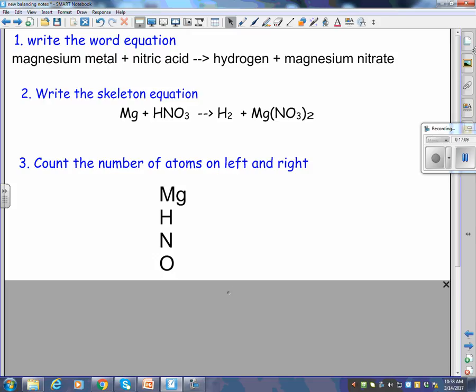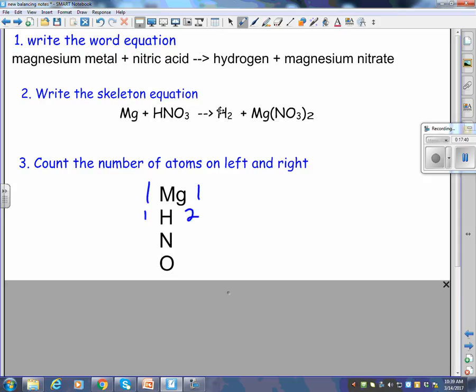How many Mg's on the left? That's an easy one. Just one. How many Mg's on the right? Mg(NO3)2. The 2 only refers to what's in the bracket, so how many Mg's? Just one. So far we're good. How many H's on the left? 1. How many H's on the right? 2.